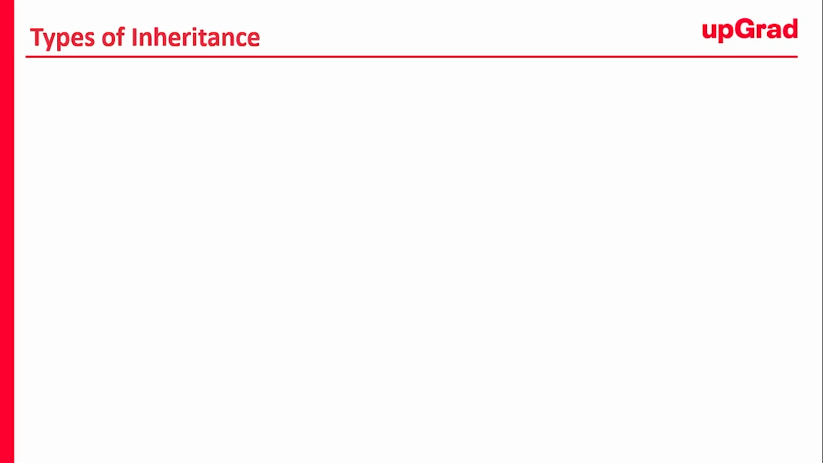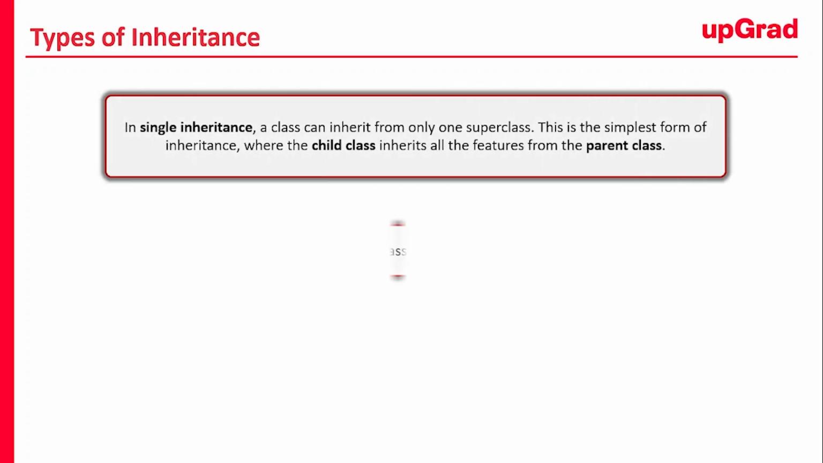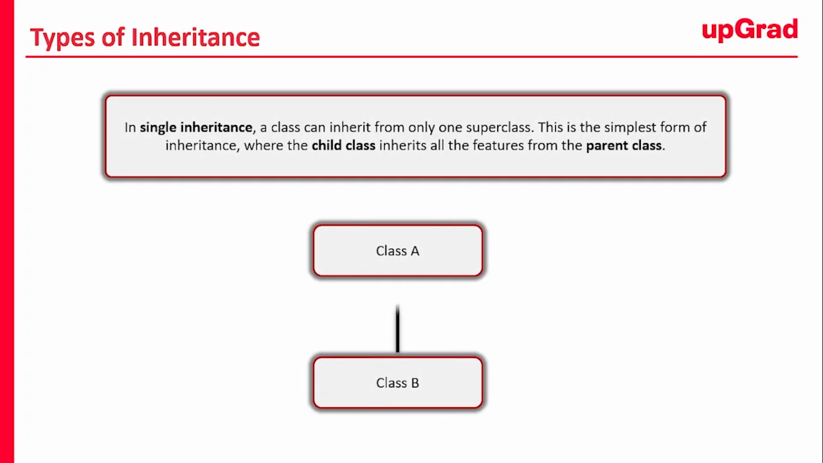All right. Now, talking about types of inheritance. So there are different types of inheritance, each serving different purposes in code reuse and organization. So let's start with the first one, which is single inheritance. Now in single inheritance, a class can inherit from only one superclass. Superclass means parent class, all right?